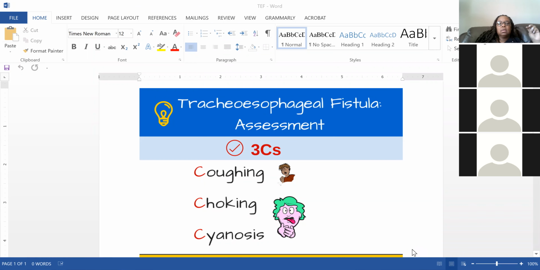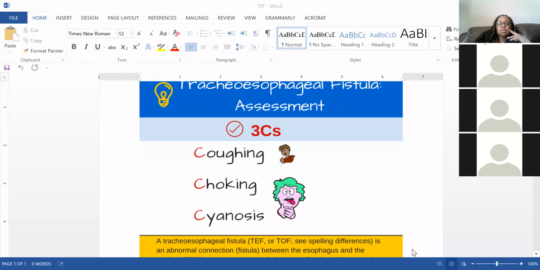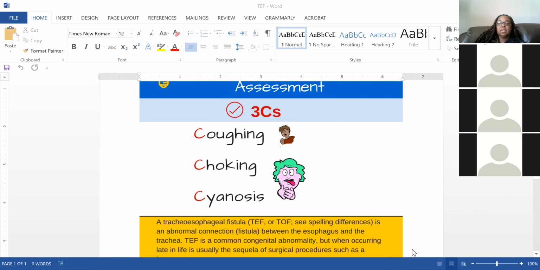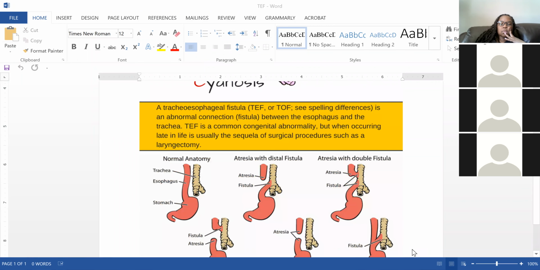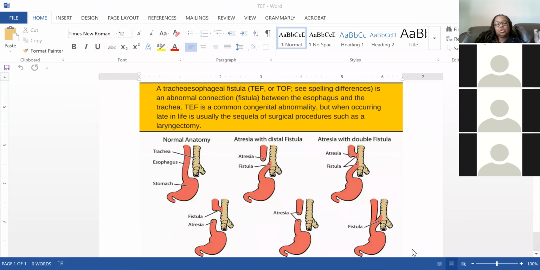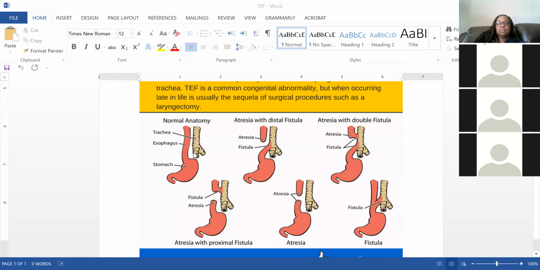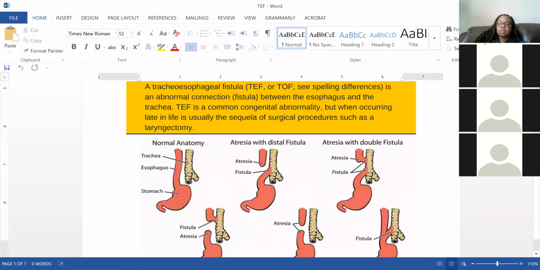Yes. Okay. All right, so 3 C's. You're looking for choking, cyanosis, and coughing with feeding. That's the key there. Okay, so what I wanted to show you, here's your normal anatomy of your trachea and your esophagus, then your stomach. So now, if you have an atresia, which is a narrowing or non-existence, then here is the trachea, but this is just one version. It doesn't mean that they all happen this way, and I'm just going to make it a little bit bigger.